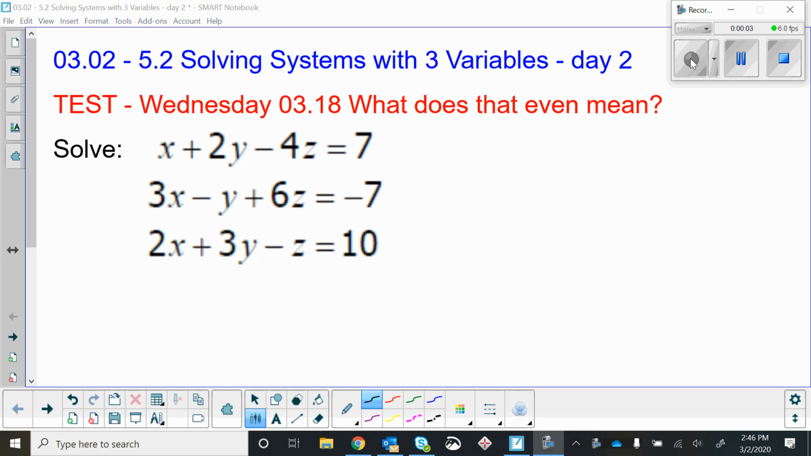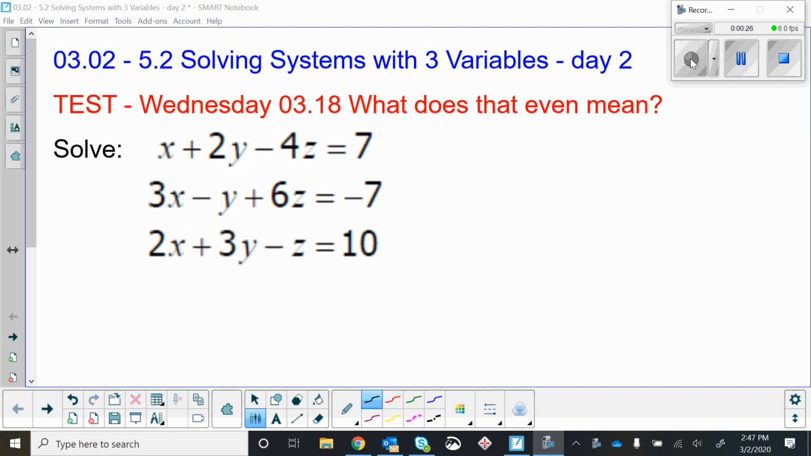First of all, here's the basic idea of what we did Friday. We had 3 equations with 3 variables. We picked 2 of those equations to eliminate one of the variables. Then we pick a different 2, and we eliminate that exact same variable. Then what you have is this.